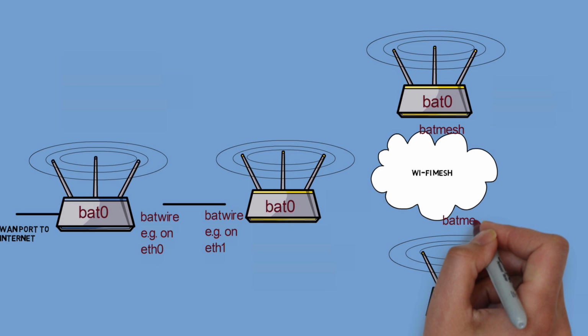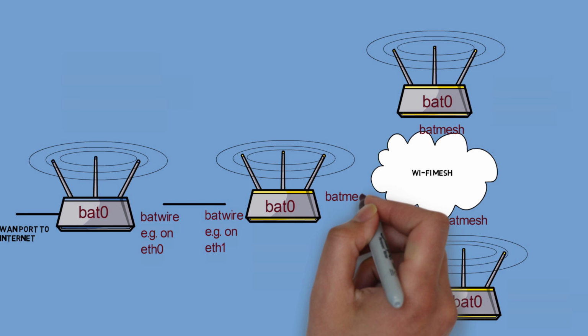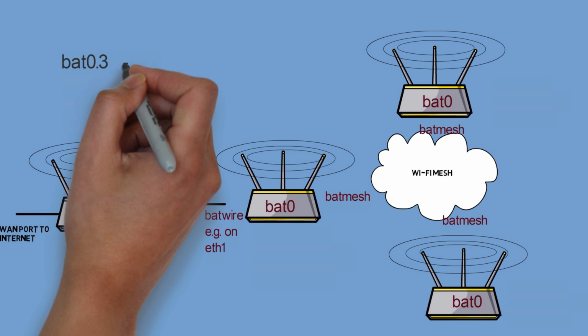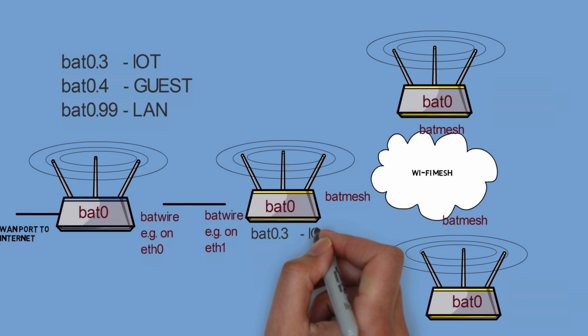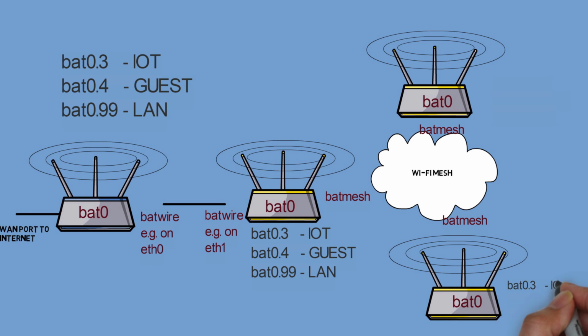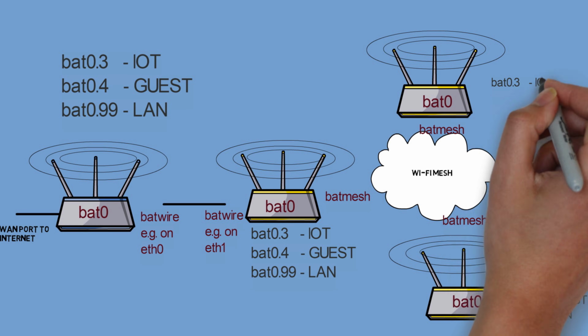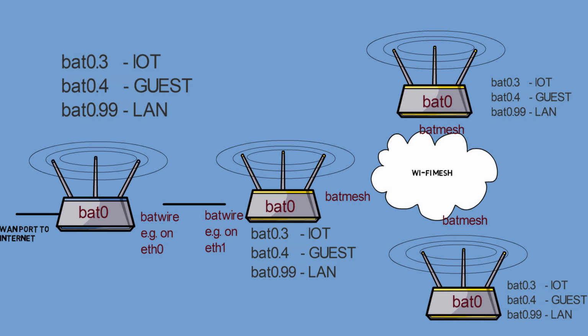If we look at the blueprint again, here's what we have just done. The Batman interface carries the mesh traffic, and we attached all interfaces of guest, IoT and LAN to the right sub-interfaces, or rather VLANs. We now have a working mesh that can run over Wi-Fi or wire, or like in my case, mixed architectures. Let's test it.